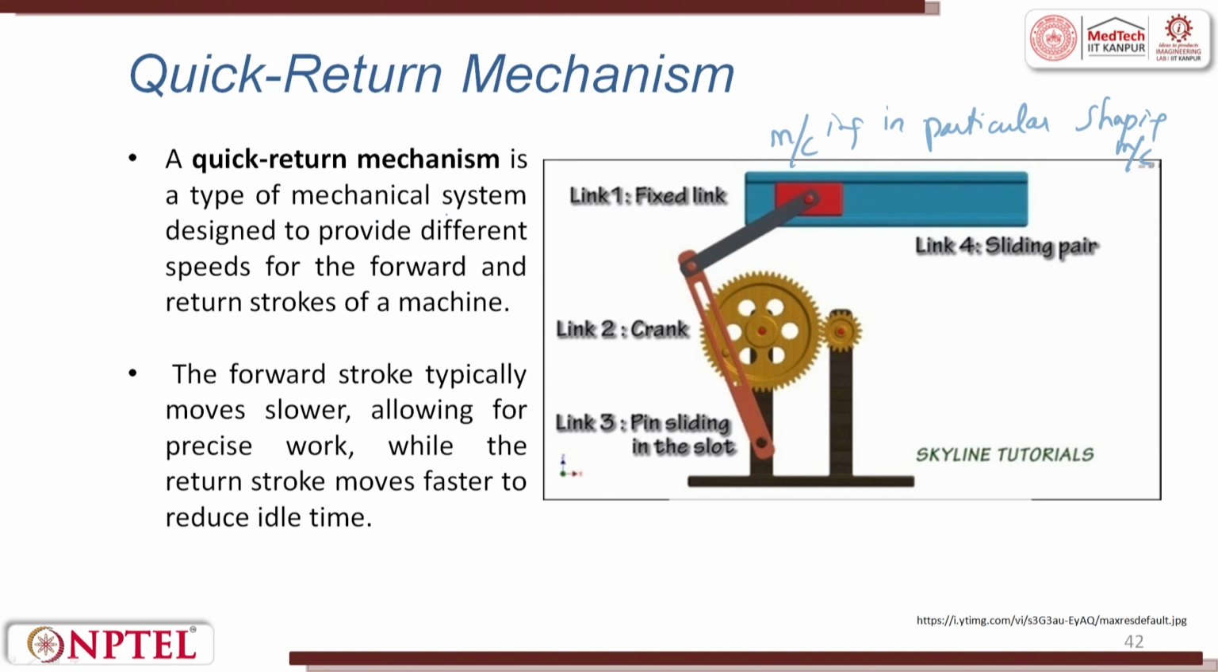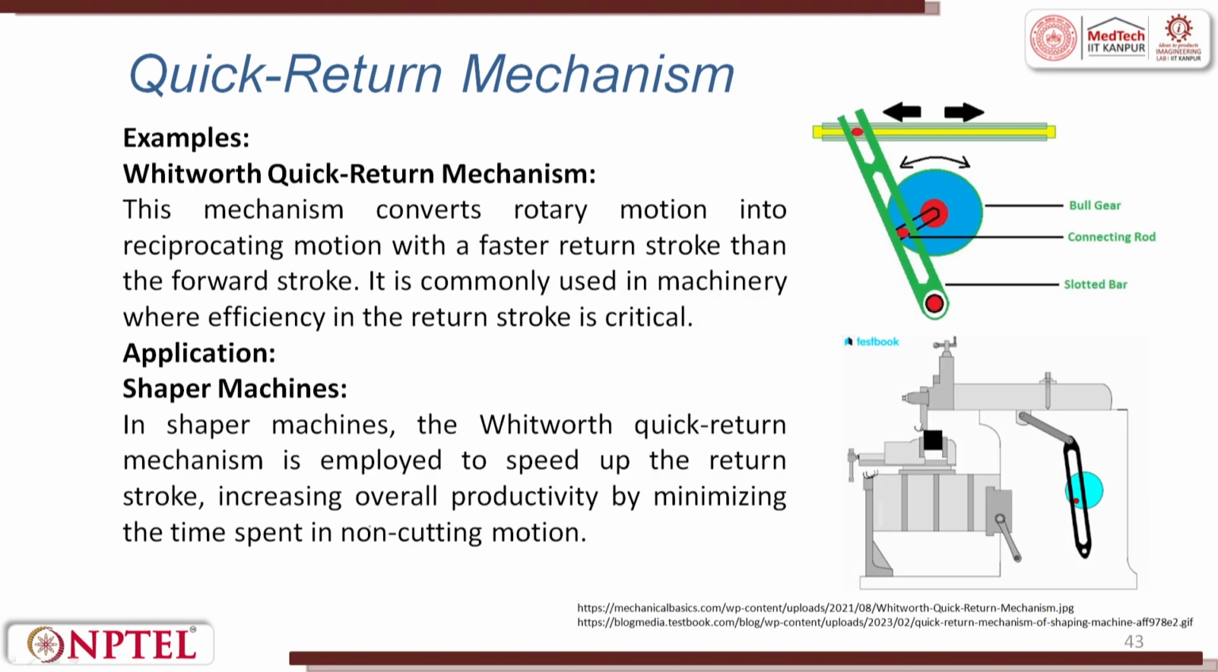This type of mechanical system is designed to provide different speeds for the forward and the return. The forward stroke typically moves slower and is also precise, while the return moves faster, which reduces the idle time. It is called the Whitworth quick return mechanism, wherein this is a bull gear which is attached to a motor. So, this gear rotates and then you have a connecting rod. This connecting rod is connected to the bull gear like this, and then you have a slotted bar.